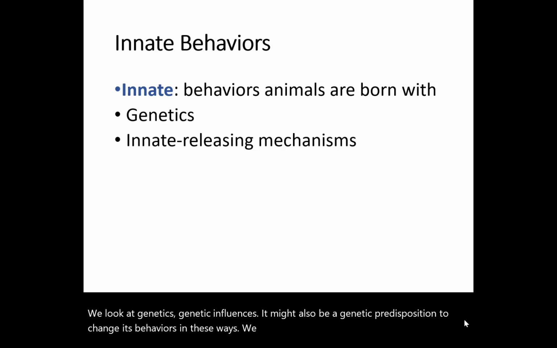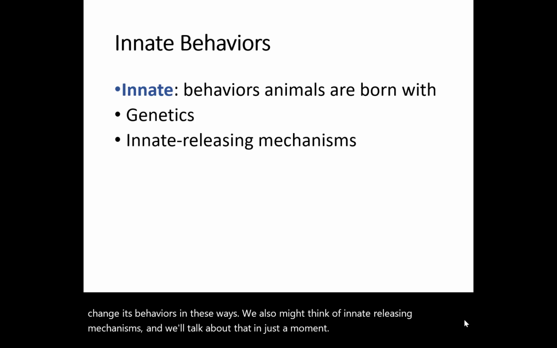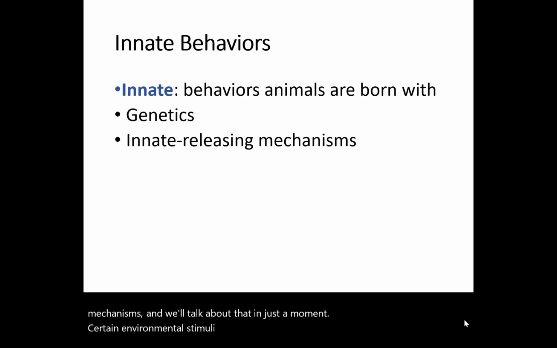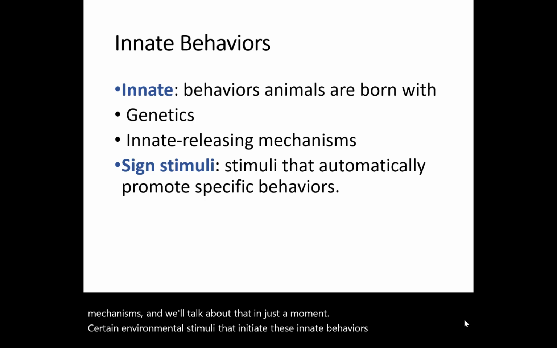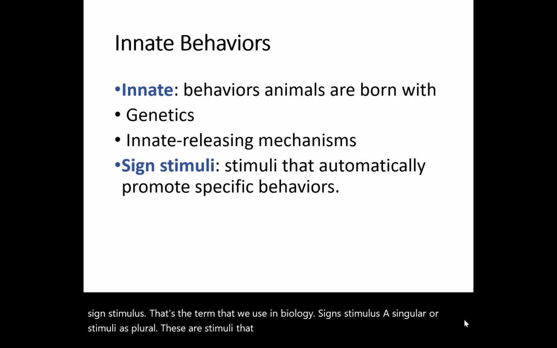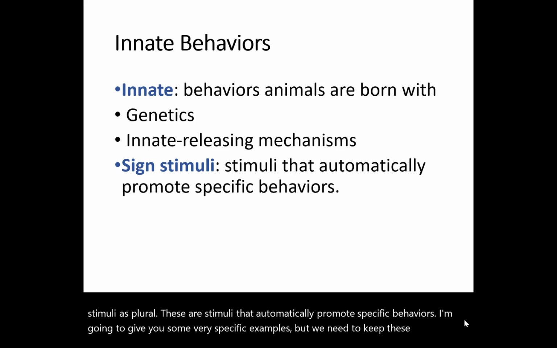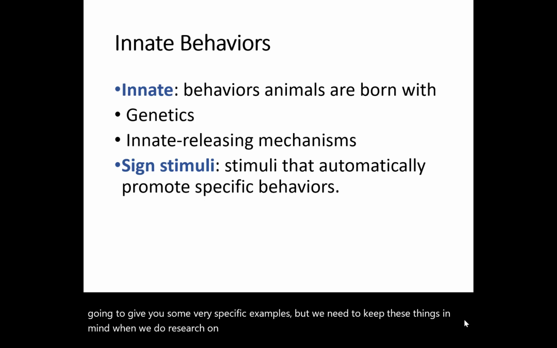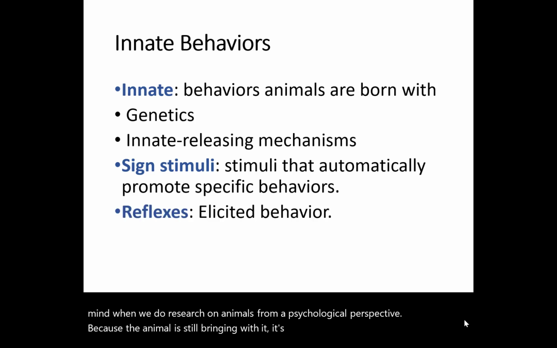We also might think of innate releasing mechanisms, and we'll talk about that in just a moment. Certain environmental stimuli that initiate these innate behaviors. Now, we'll call this a sign stimulus. That's the term that we use in biology, sign stimulus as singular or stimuli as plural. These are stimuli that automatically promote specific behaviors. I'm going to give you some very specific examples, but we need to keep these things in mind when we do research on animals from a psychological perspective, because the animal is still bringing with it its biological predispositions.